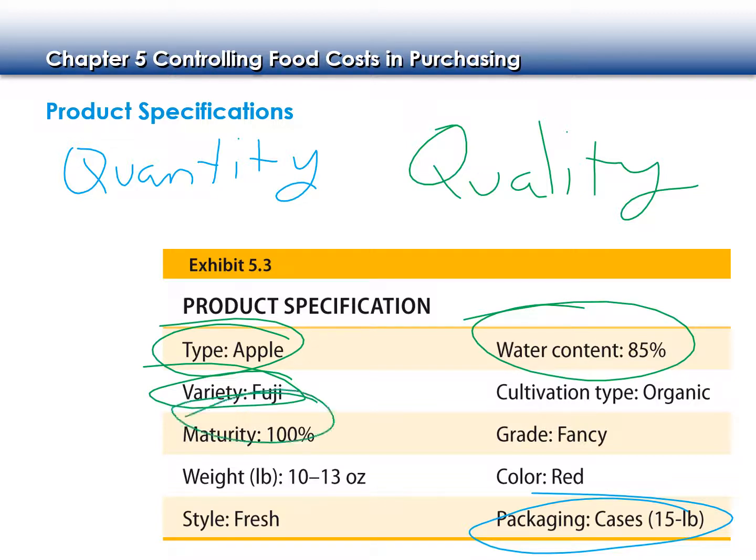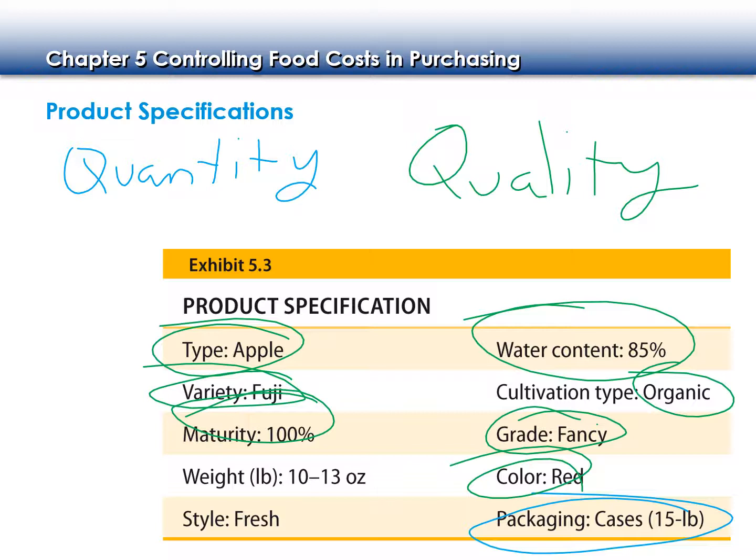Okay? 100% mature. Maybe if I wanted bananas, I want them to be green so that they have time to ripen. Or avocados, I maybe want time for them to ripen. But if I'm using apples, if I'm putting them out on a breakfast buffet, I want them to be ready to eat right now. Okay? Organic, fancy. We want red apples.